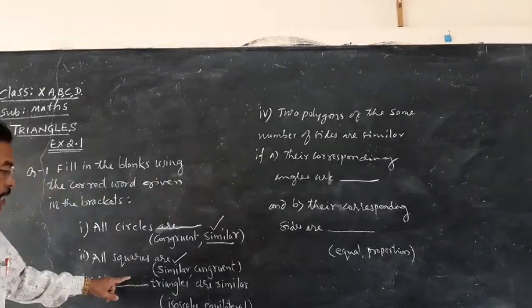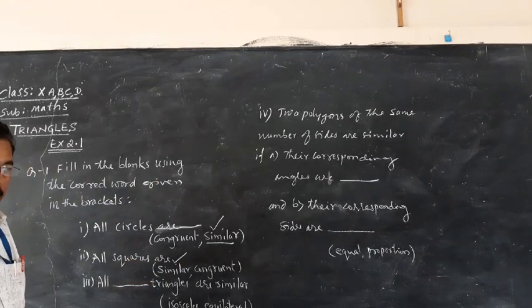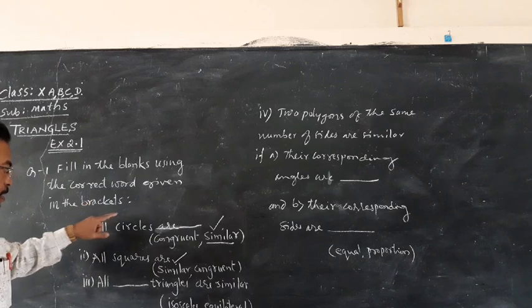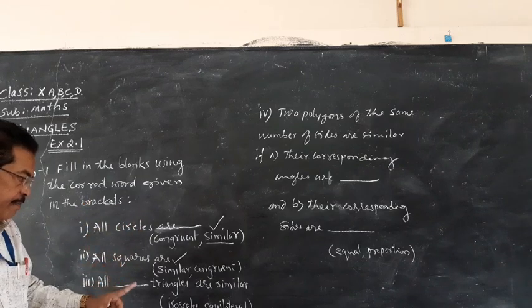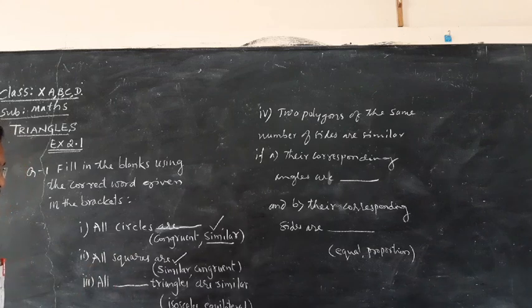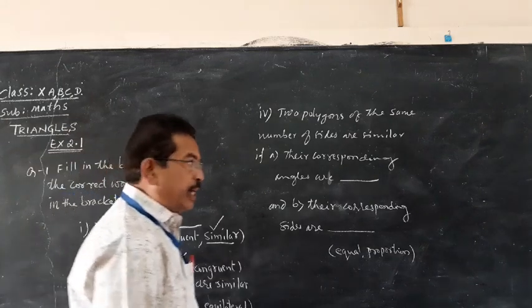All equilateral triangles are similar. Okay? All circles are similar, all squares are similar, all equilateral triangles are similar.